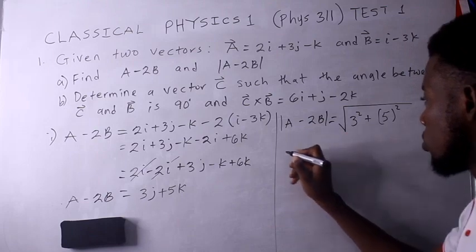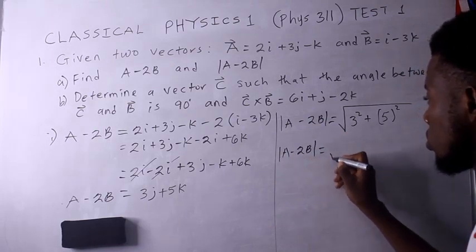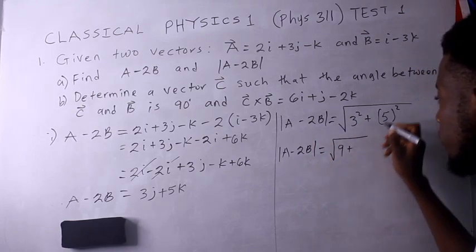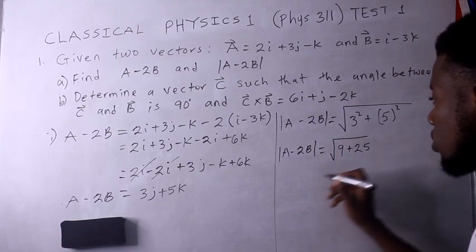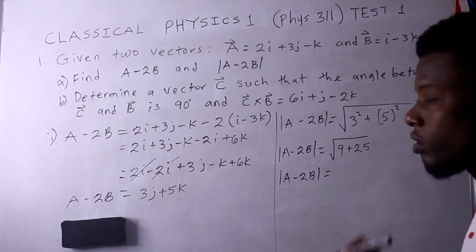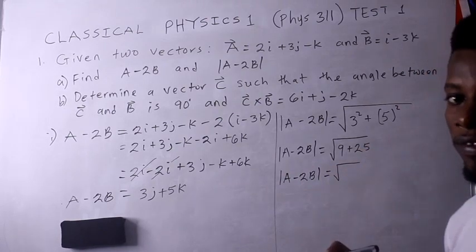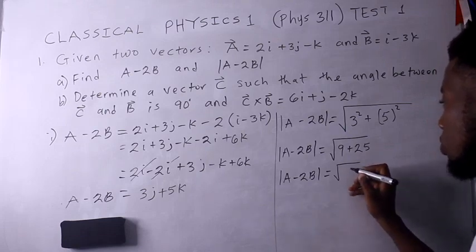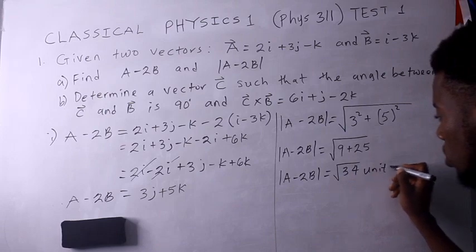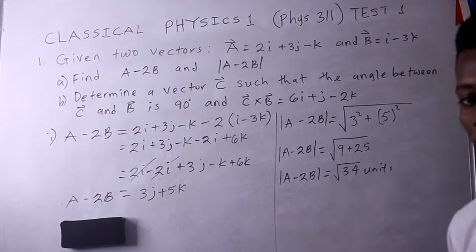So the magnitude of A minus 2B is equal to the square root of 3 squared, which is 9, plus 5 squared, which is 25. So the magnitude of A minus 2B is equal to the square root of 9 plus 25, which is the square root of 34 units. So this is the magnitude of A minus 2B.